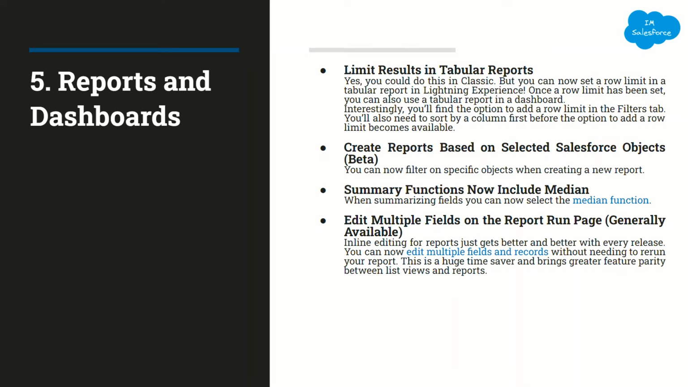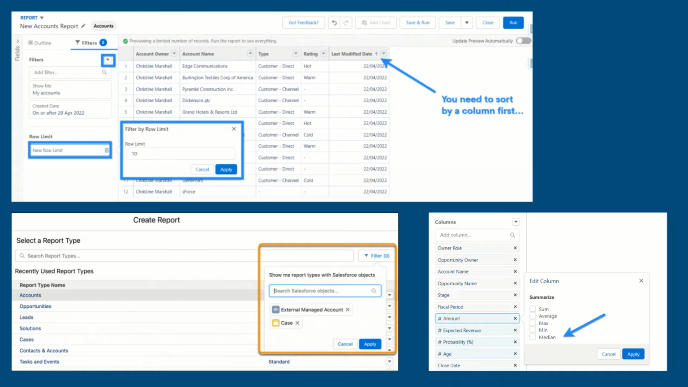Previously, reports used to fetch all the data. If the data is more than 2000 records, then it will fetch only the first 2000 records. Now we can set limits on how many records we want in that particular report. We can create reports based on selected Salesforce objects. In the summary, Salesforce has included a median function, and we can edit multiple fields on the report run page. This is generally available now.